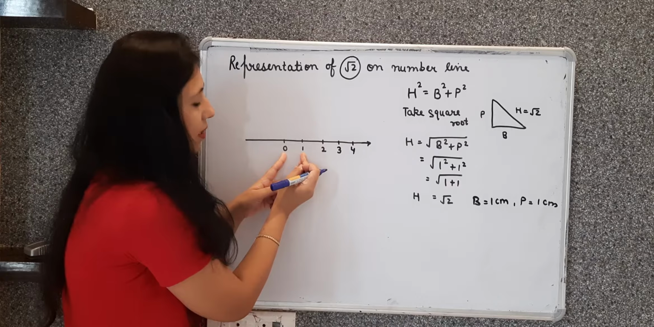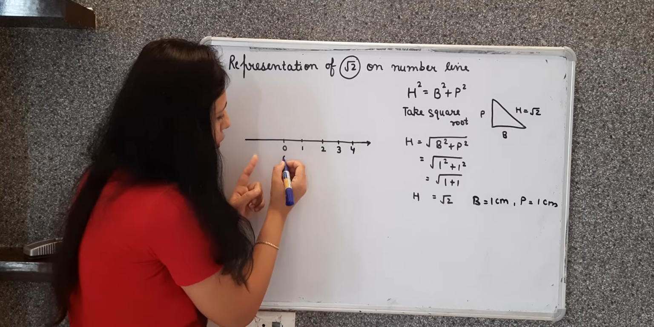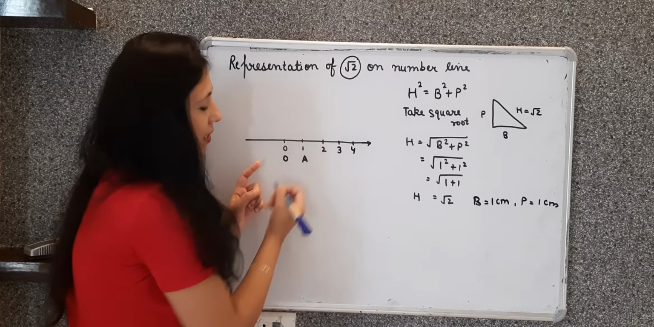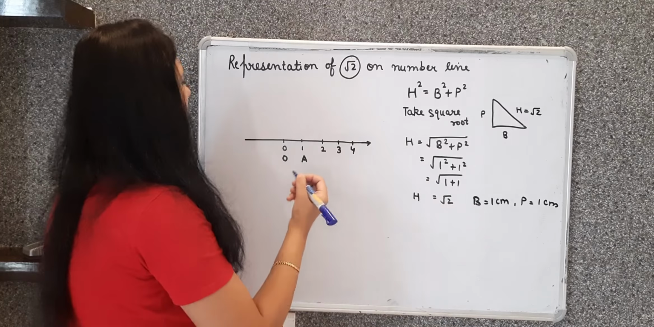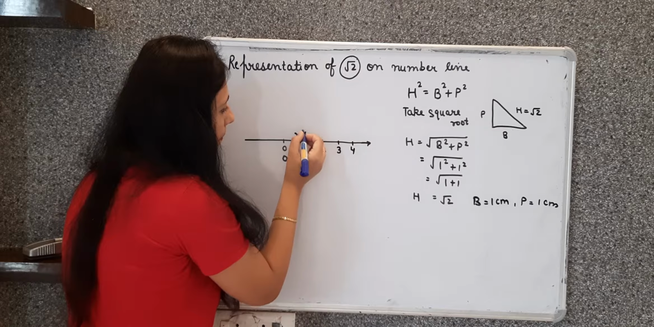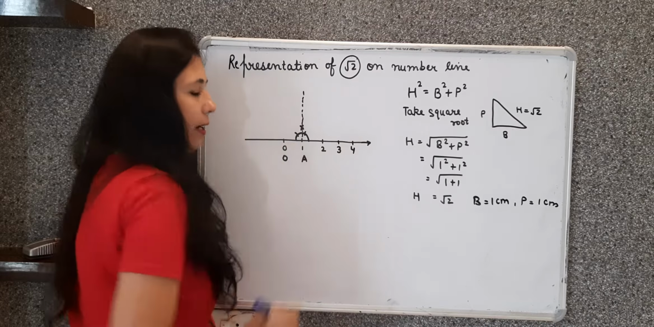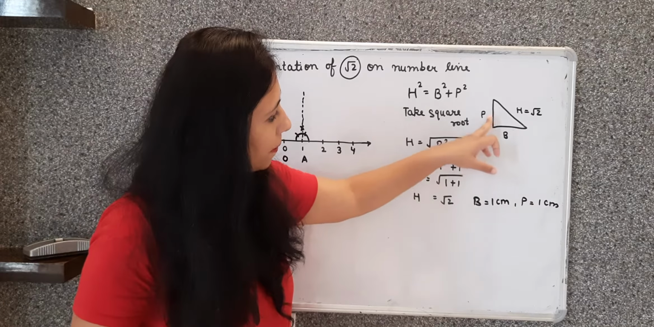So we'll consider this 1 centimeter as my base, and I'll give it the name O, and to this I'll give the name A. Now on A, with the help of a protractor, with the help of a compass, we'll make a 90-degree angle here, like this. After making the 90-degree angle, I need to take the perpendicular.